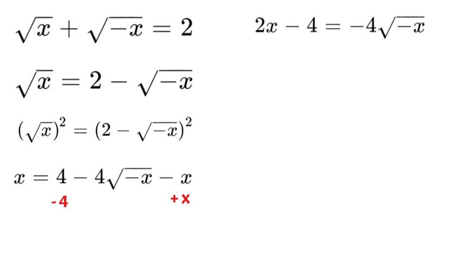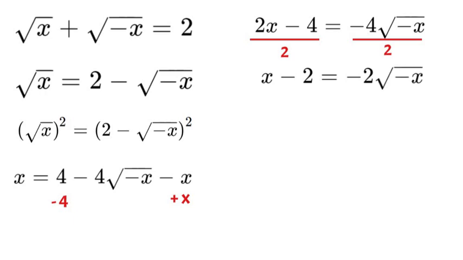Now that we've done that, we can divide by 2 on both sides to simplify it. So if we divide by 2 on the left and the right, we'll have x minus 2 is equal to negative 2 times the square root of negative x.